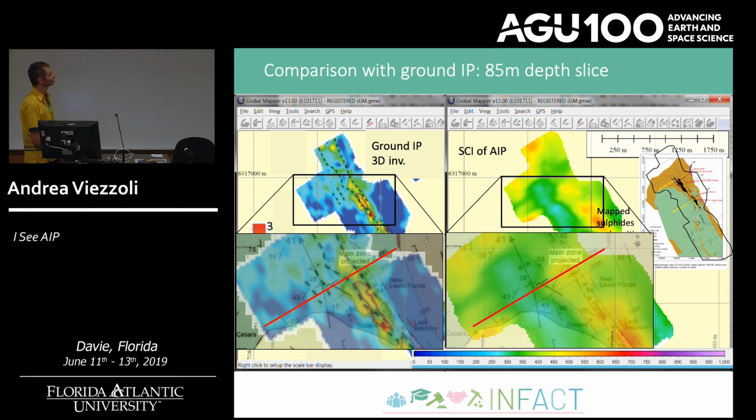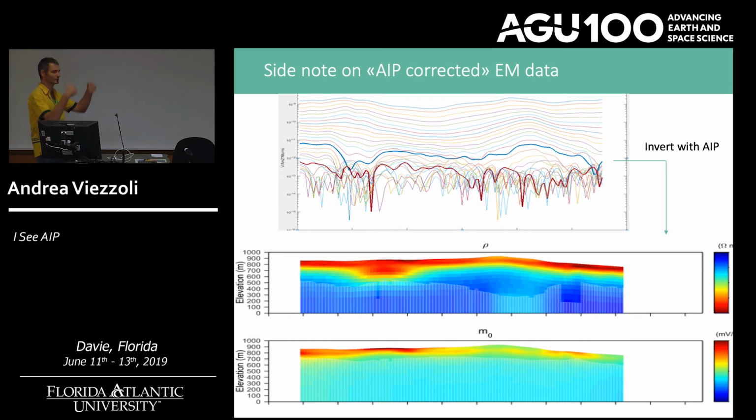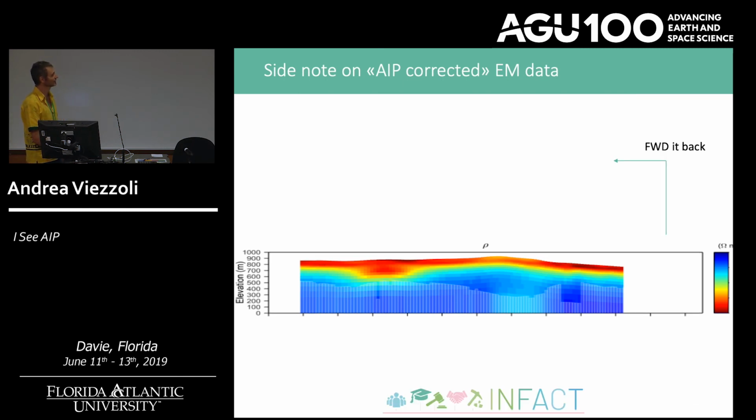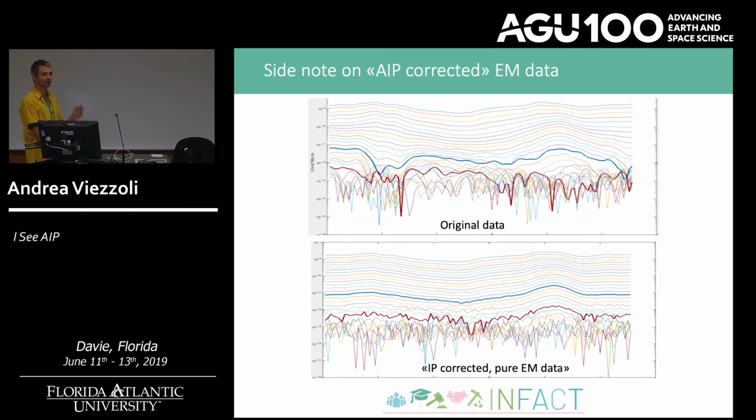And then for the fun of it, we try to take the IP out of the data. Basically, you invert, keeping IP into account, then take the chargeability out of the equation, forward it back just with the resistivity and see what it would have looked like, because we get those questions. And this is how this data would have looked like in absence of IP. That's the original data. This is what it would look like. Don't do it. I don't think it's a good idea. Unless you're very stubborn and just wanted to look at voltages instead of anything. Because in order to get this, you already knew the answer of the corrected resistivity.